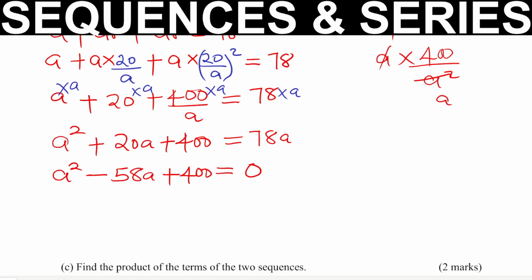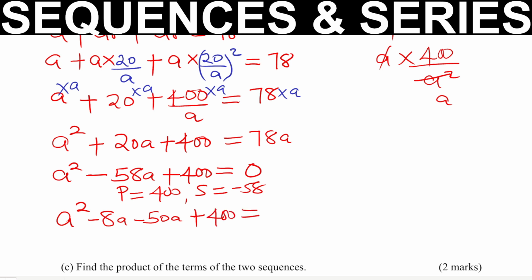So you can decide to use a quadratic formula or the factorization. So let me use factorization. Look for two numbers whose product is 400 and sum is negative 58. And these numbers are negative 8 and negative 50. So we'll have A squared. Negative 58, write it in terms of negative 8 and negative 50. So this will be negative 8A, negative 50A. That would be negative 58A. Then plus 400 is equal to 0.